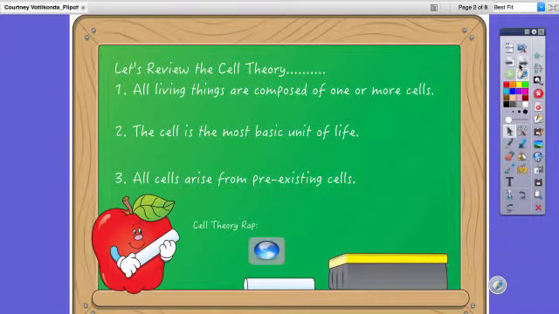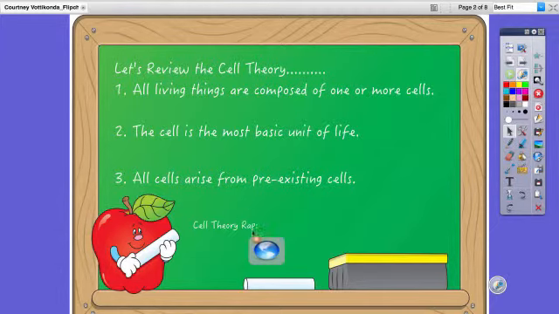So just to begin, let's review the cell theory. Number 1, all living things are composed of one or more cells. Number 2, the cell is the most basic unit of life. And number 3, all cells arise from pre-existing cells.